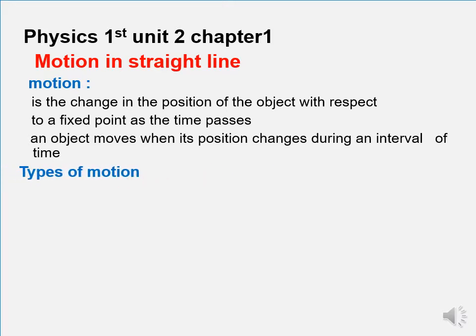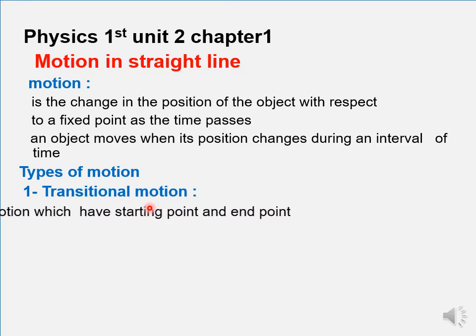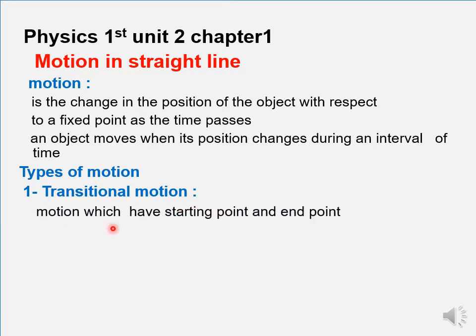Types of motion: transitional motion, motion which have starting point and end point. الموشن لو عندها starting point و end point يبقى اسمها transitional motion, like motion in a straight line or motion of projectile.